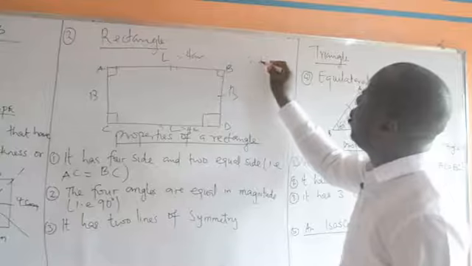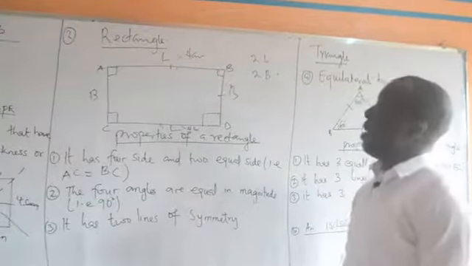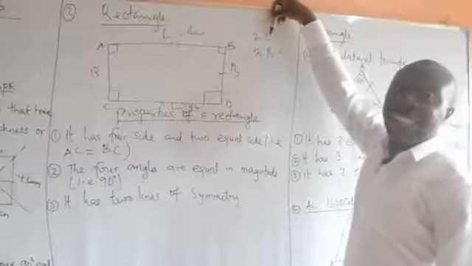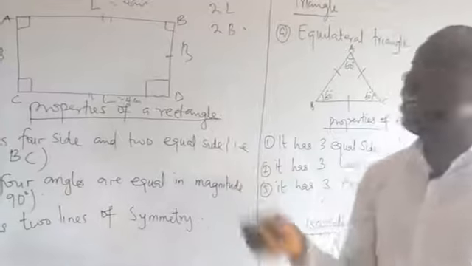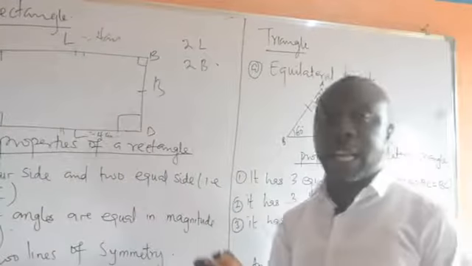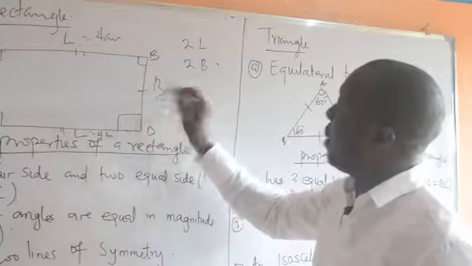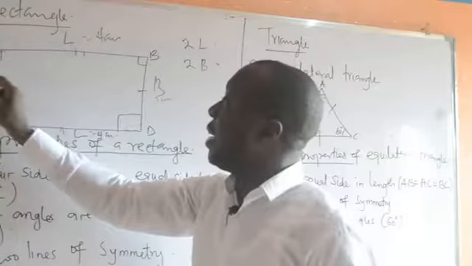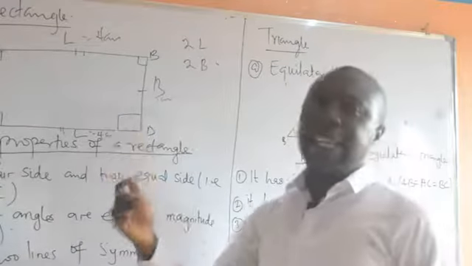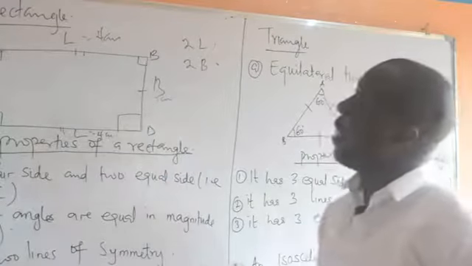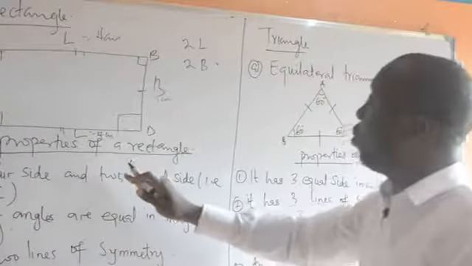A rectangle has 2 lengths and 2 breadths. And the 2 lengths are equal. Likewise, the 2 breadths are also equal. If this side is given to be 3 centimeters, that means this side is also 3 centimeters. Under the properties of a rectangle, we also studied that it has 4 sides and 2 equal sides.